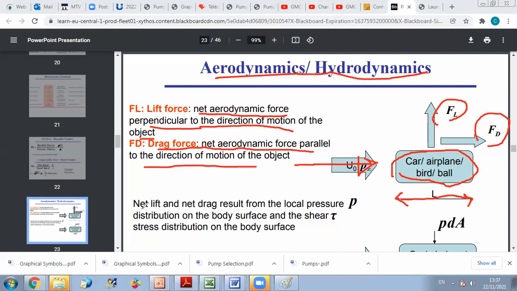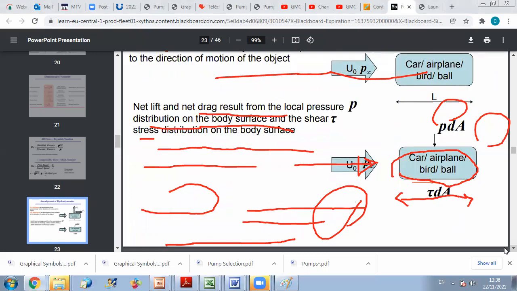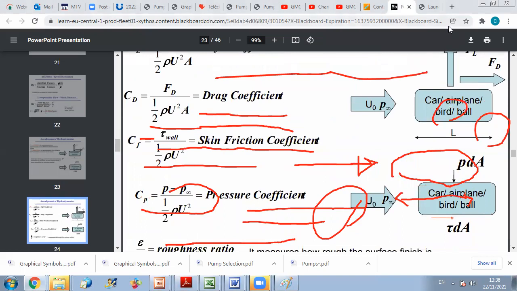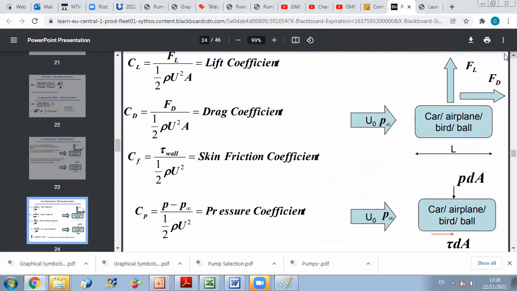And as we said, the net values of lift and drag result from the local pressure distribution and the shear stress distribution on the body surface, because these forces are determined by integrating pressure and shear over the area. Okay, so how can we come up with an analysis and use it in general cases? What we will do, for example, is the following. We'll define important dimensionless parameters that seem to be interesting.